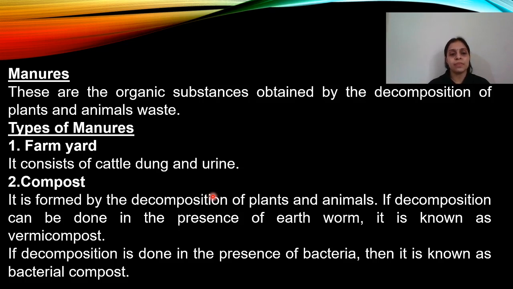There are different types of manure. Farmyard manure consists of cattle dung and urine. The second one is compost. It is formed by the decomposition of plants and animals. If decomposition is done in the presence of earthworms, we say it is vermicompost. If decomposition is done in the presence of bacteria, we say it is bacterial compost.